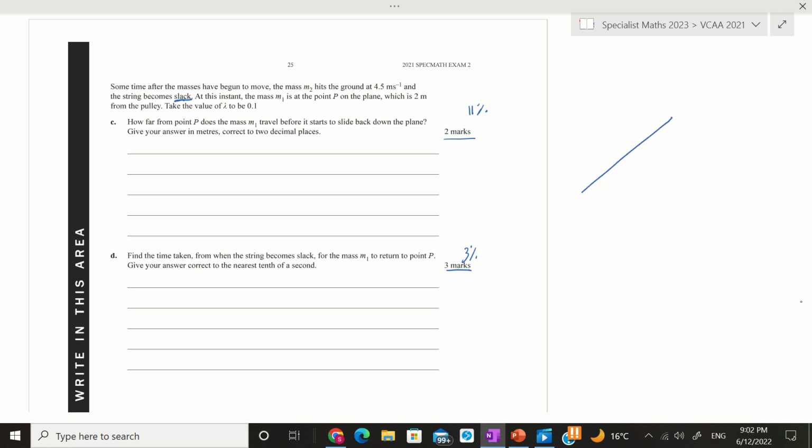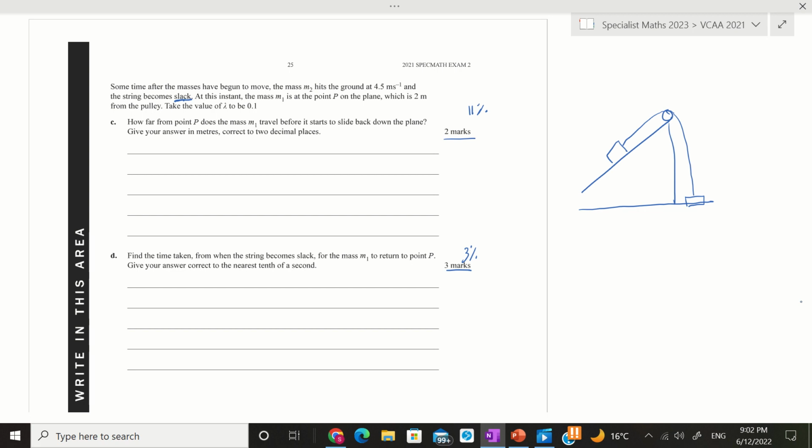The idea is if we have a plane, and we have a mass being pulled up this plane, imagine this m2 mass now is on the ground. It's not moving anymore, right? This string now doesn't have tension anymore. There's no more tension force in the string because the string is slack, right? There's no longer a force pulling this mass up the plane.